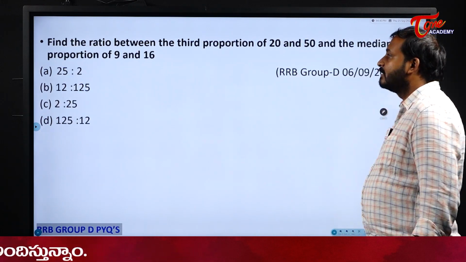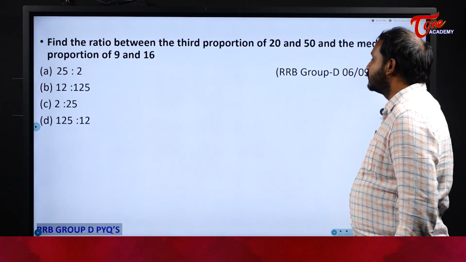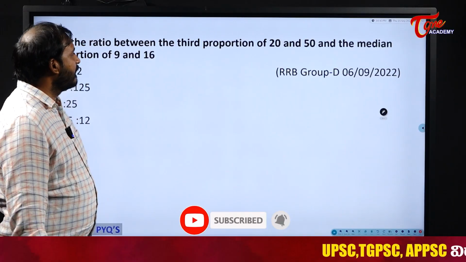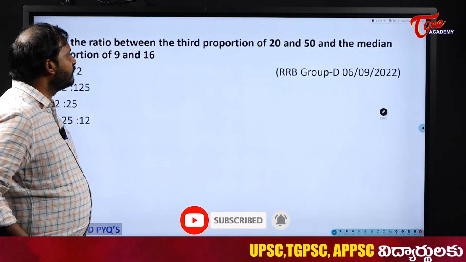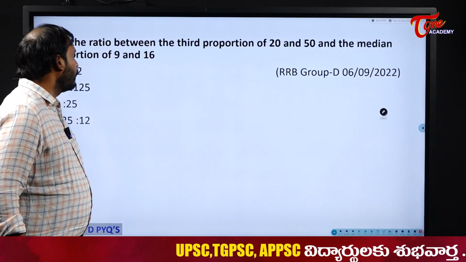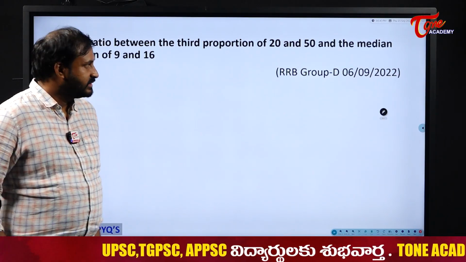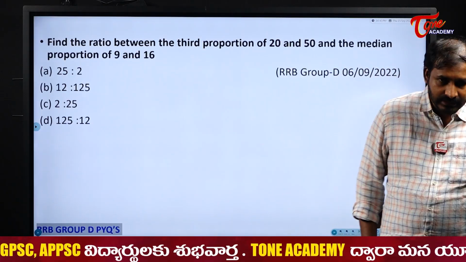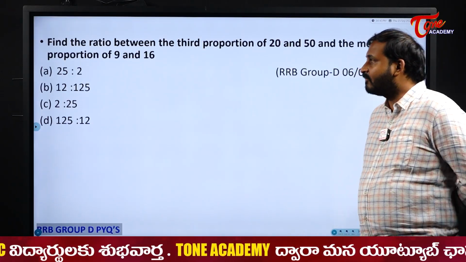Next one. Find the ratio between the third proportion of 20 and 50, and the median proportion of 9 and 16. See here students, what is this first proportion, third proportion and all these things? Tell me, how do we find the answers?